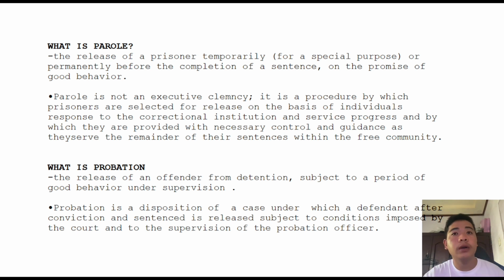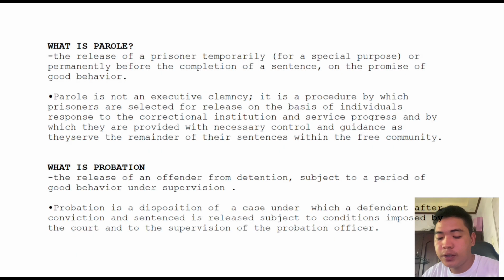Ang parole po ay ang conditional pagpapalaya ng isang bilanggo mula sa institusyon ng pagpapawasto pagkatapos pagsilbihan ang pinakamababang panahon ng sentensya sa bilangguan.